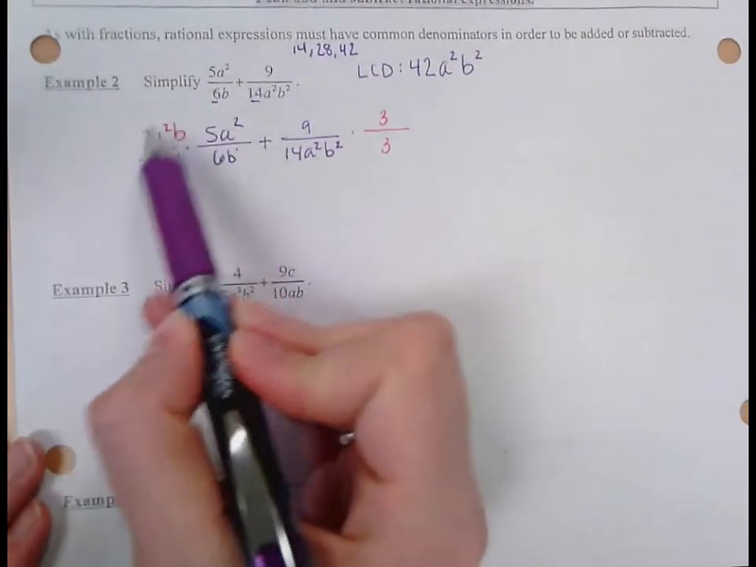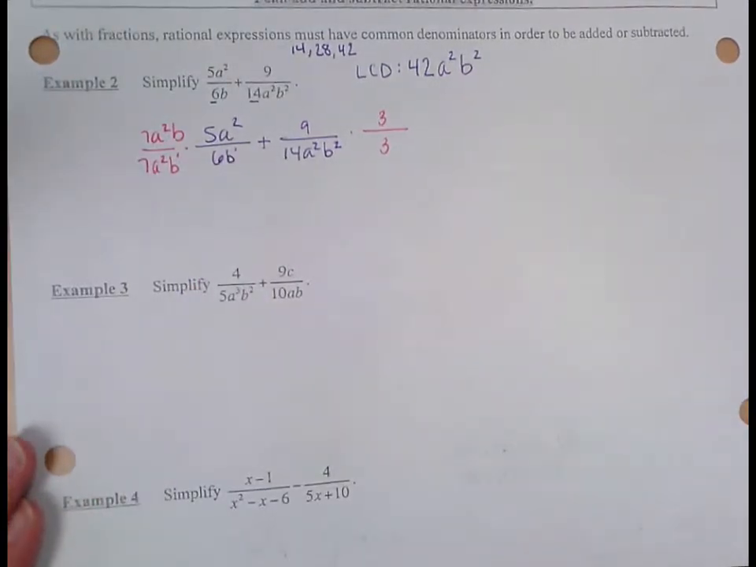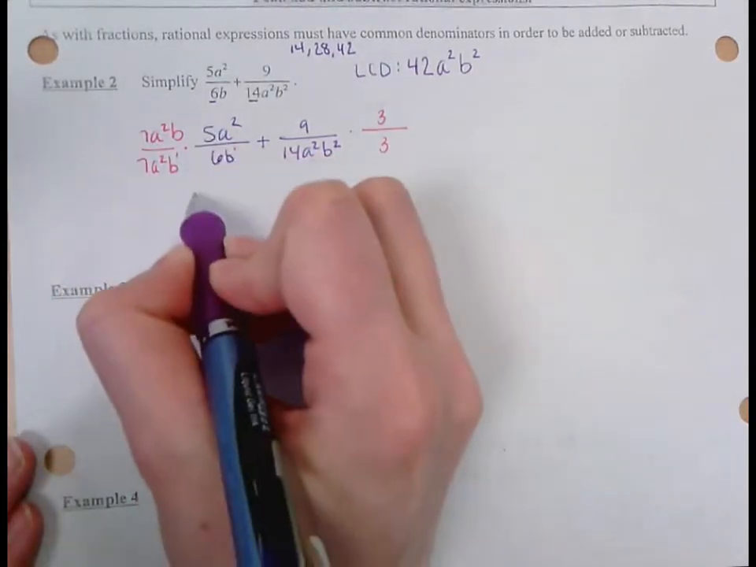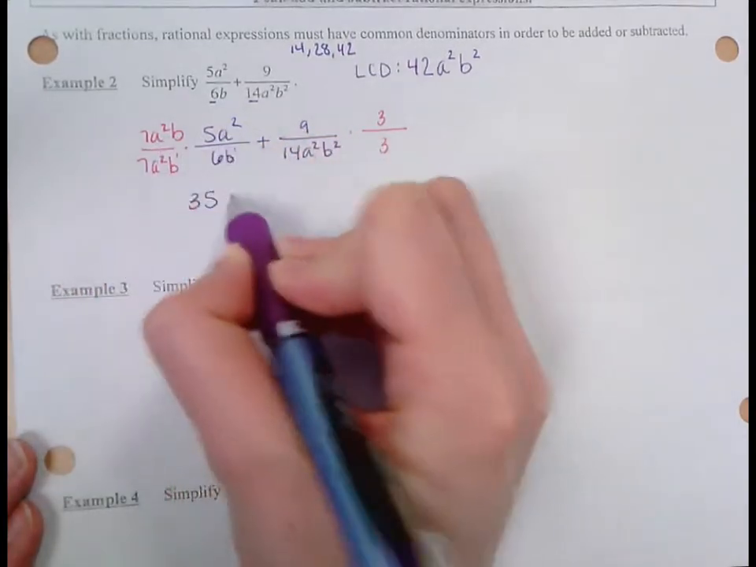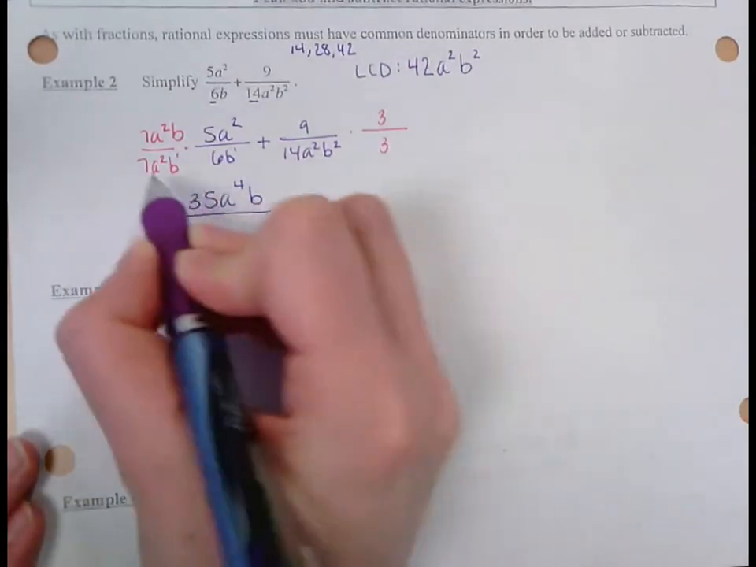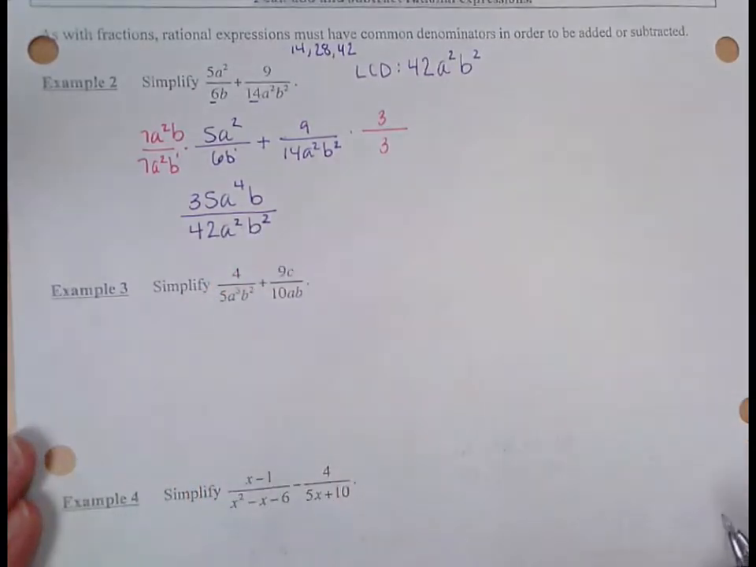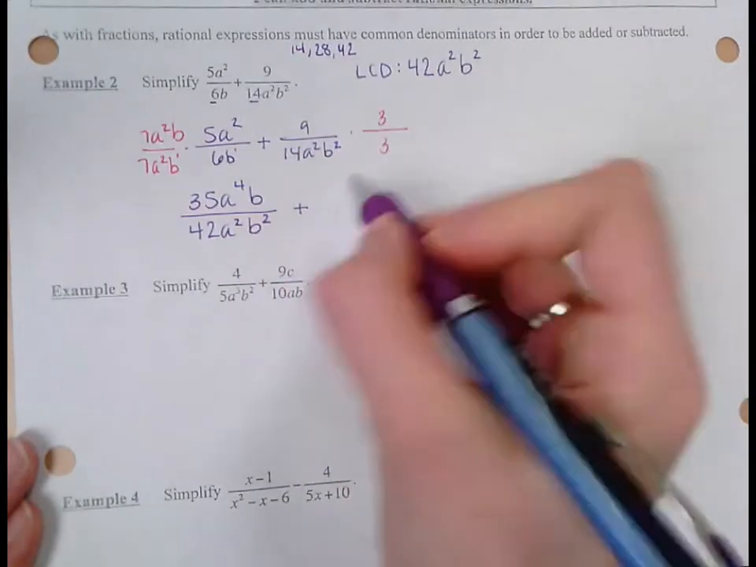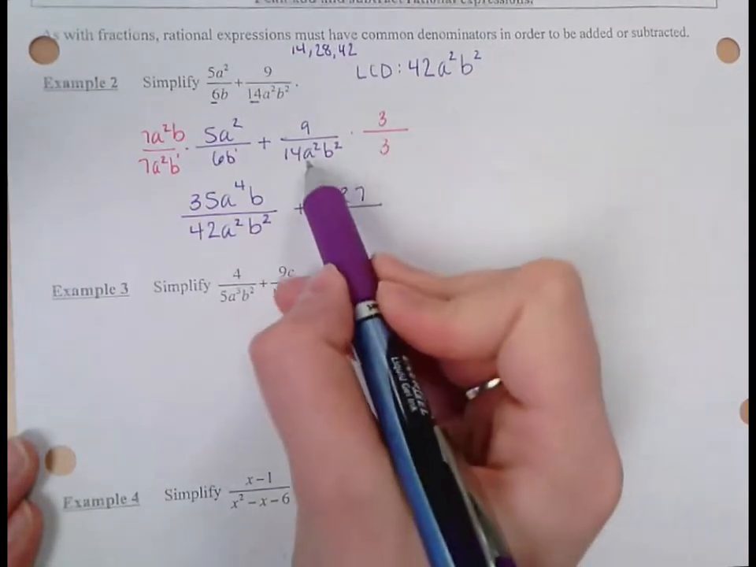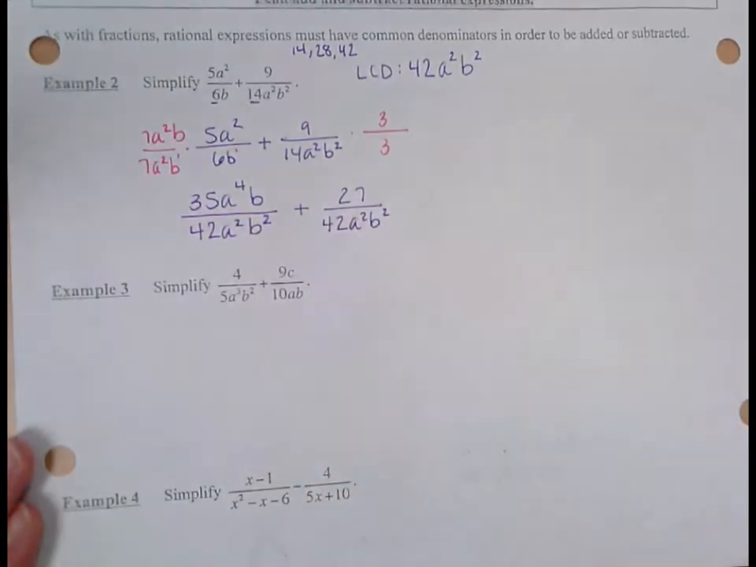So for the first fraction, if I multiply across the top, remember when you multiply variables, if the variables are the same, you add the exponents. So I will have 7 times 5, which is 35. A squared times a squared is a to the 4th. And then I have b over my denominator, 42a squared b squared. And then plus, for the second fraction, 9 times 3 on top is 27, over the denominator again, 14 times 3 is 42, a squared b squared.